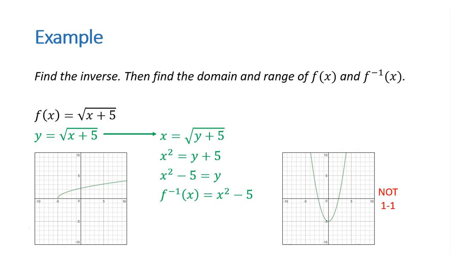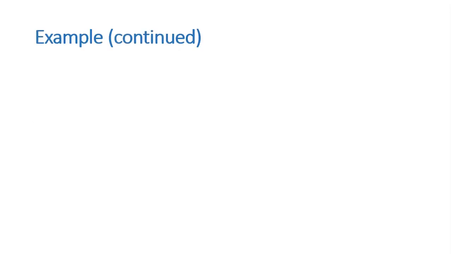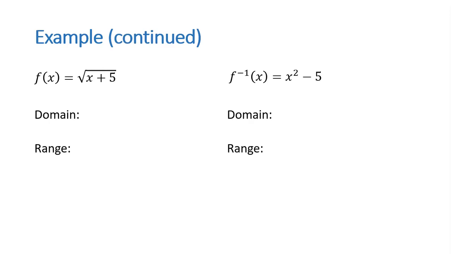Well, this inverse, as we defined it, is not one-to-one. So what are we going to have to do? What do we need to do to figure this out? Well, let's go look at the domain and range, and then maybe that'll give us some more information about how we can fix this problem so that our inverse is one-to-one. So we found our function and our inverse algebraically. We're good there. We want the domain and range.